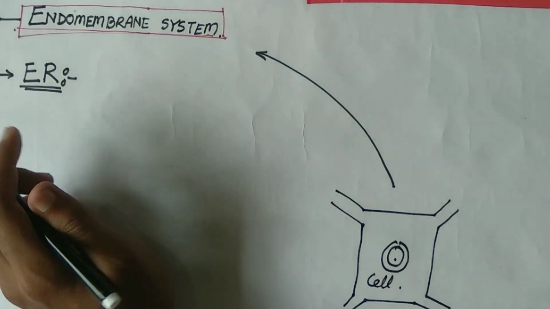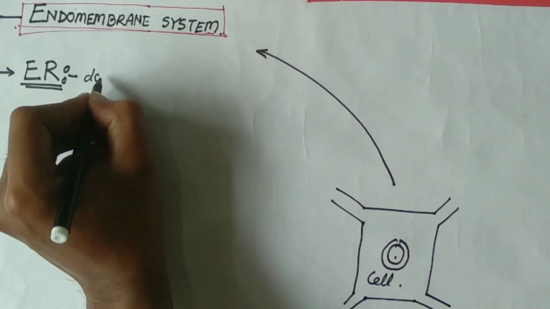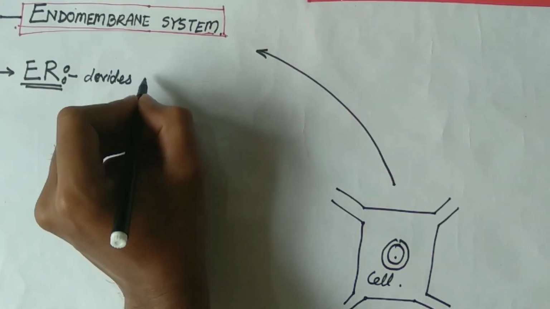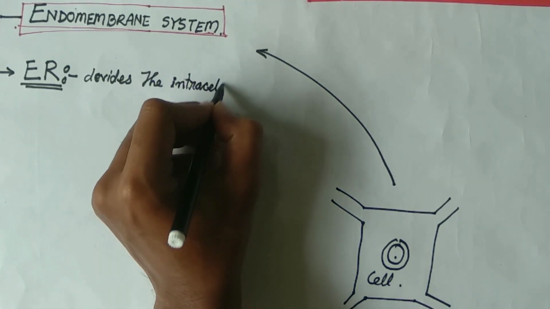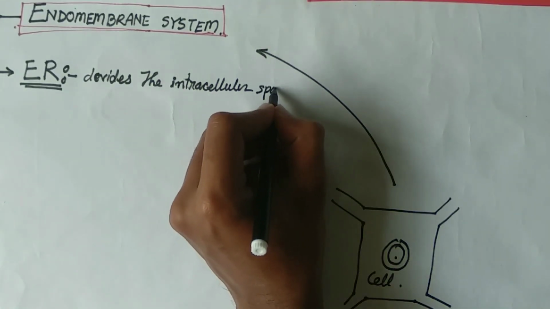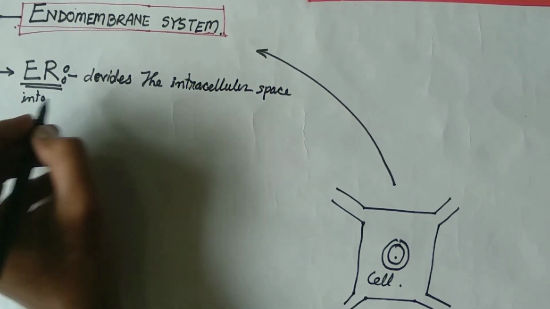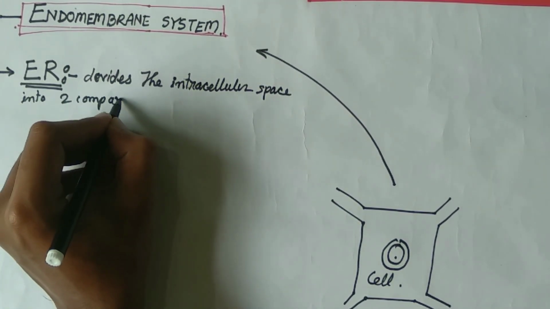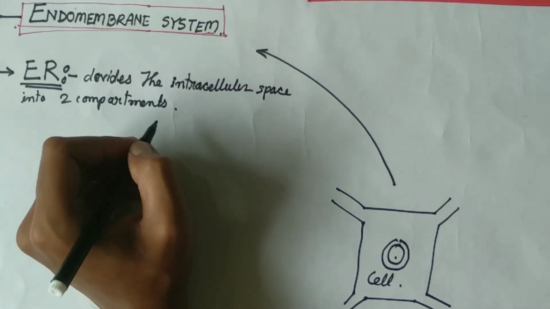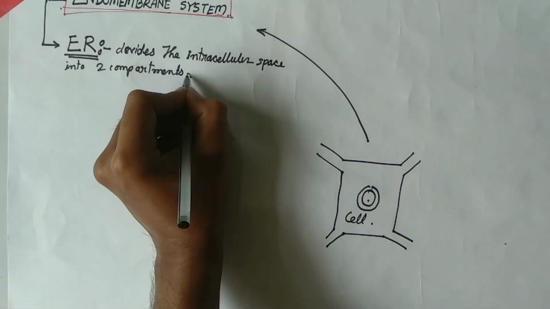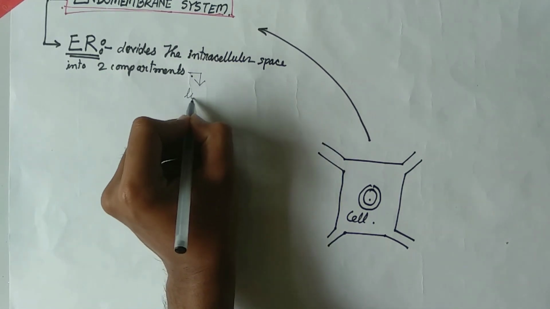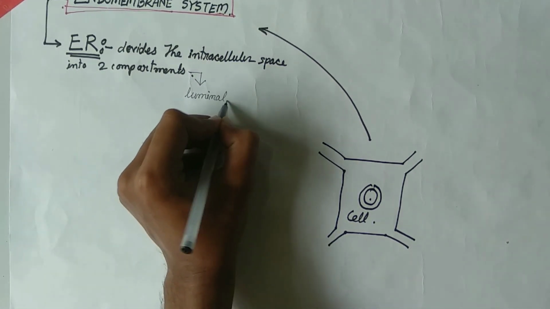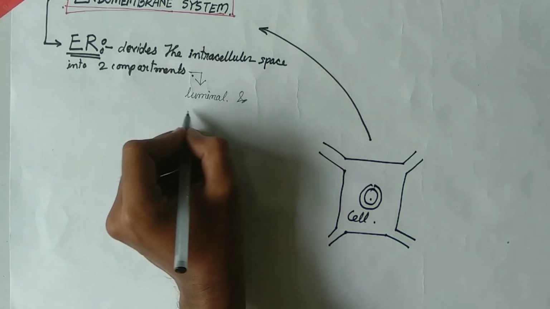The endoplasmic reticulum divides the intracellular space into two distinct compartments, that is the luminal compartment, which is inside the endoplasmic reticulum, and the extraluminal compartment, which is outside the endoplasmic reticulum, or the cytoplasm.